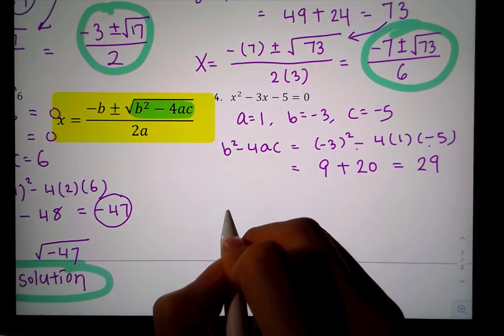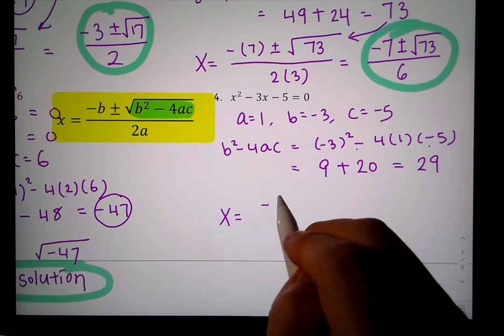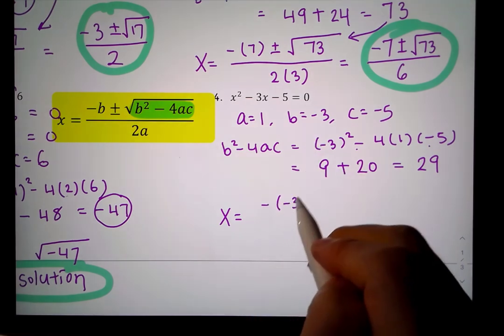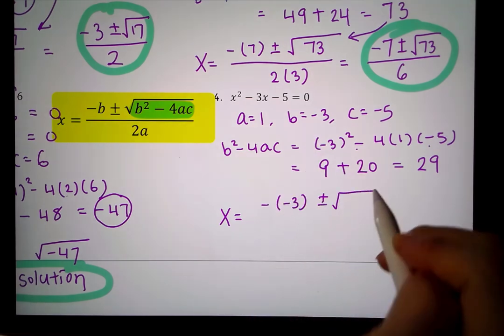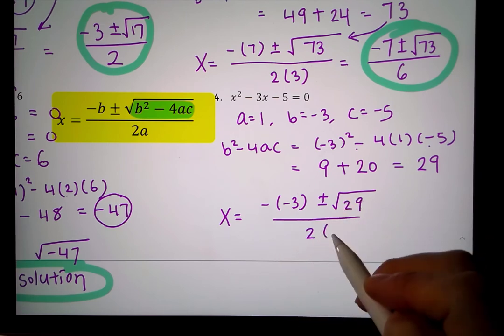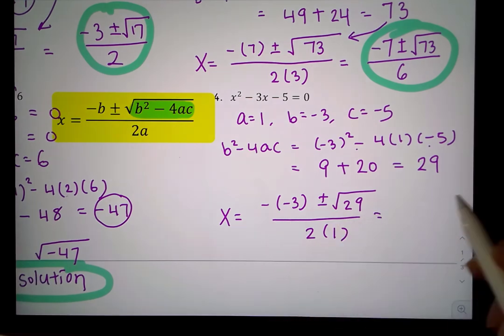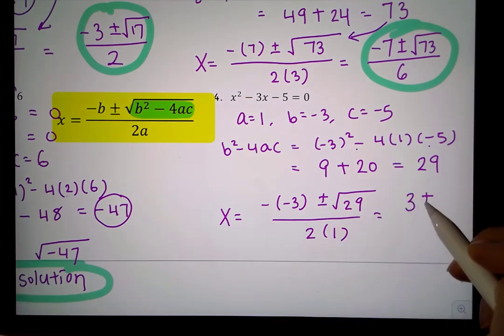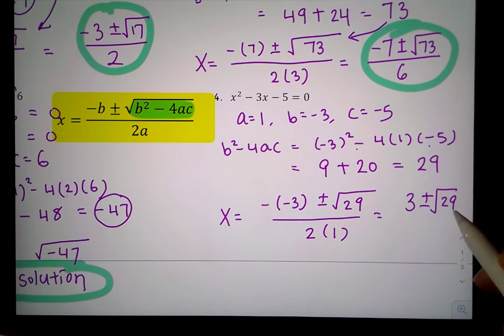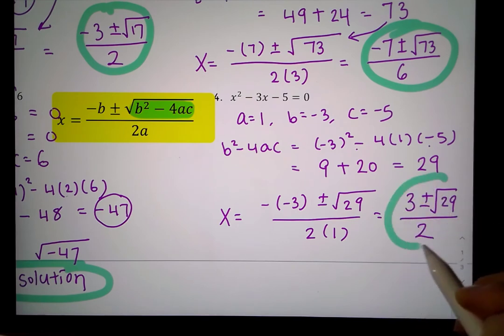And then I'm going to substitute all the values into the formula. So negative, my b, negative 3, plus minus square root of 29 over 2a, right? And simplify the value. Negative, negative, positive, plus minus square root of 29 over 2, like this.